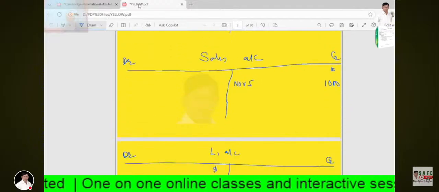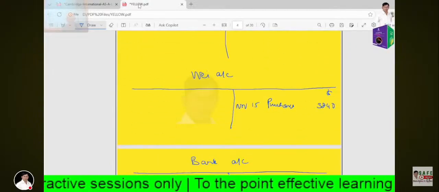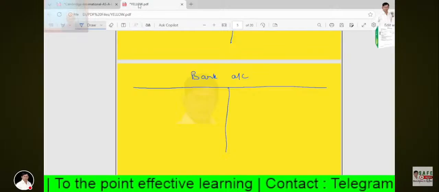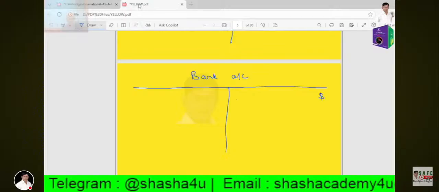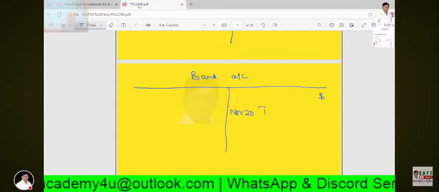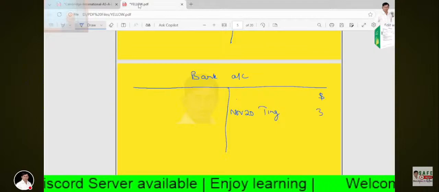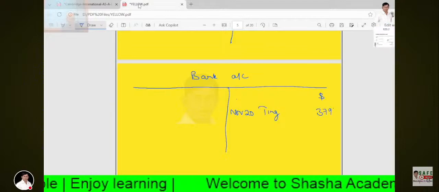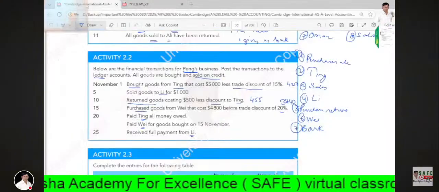Complete the entry. How do we complete the entry? We have to write in the bank account. November 20, we have paid to Tinge 3795.